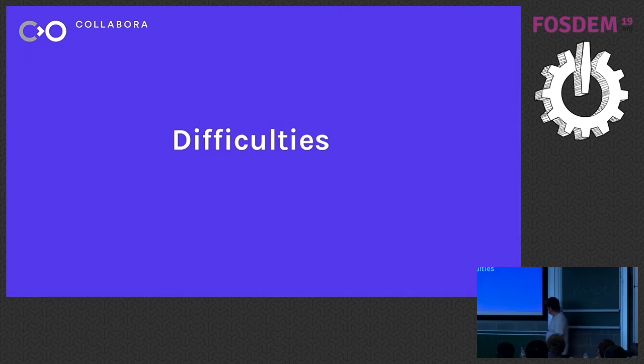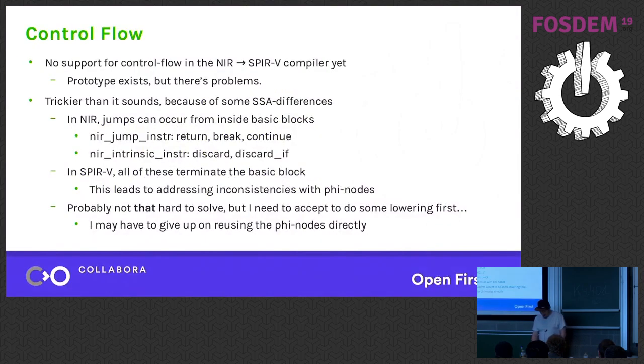Yeah, so I'm going to talk a little bit now about the different difficulties we met. Some of these have solutions, some of them have ugly hacks. So, control flow: we don't support it. Pretty bad. This is one of the big ticket things that needs to be fixed, I think, before I can upstream it.